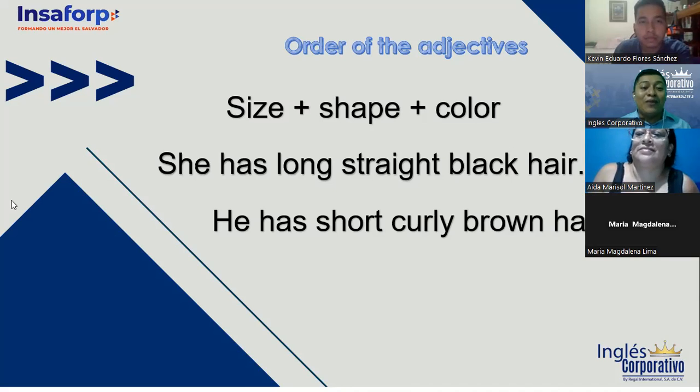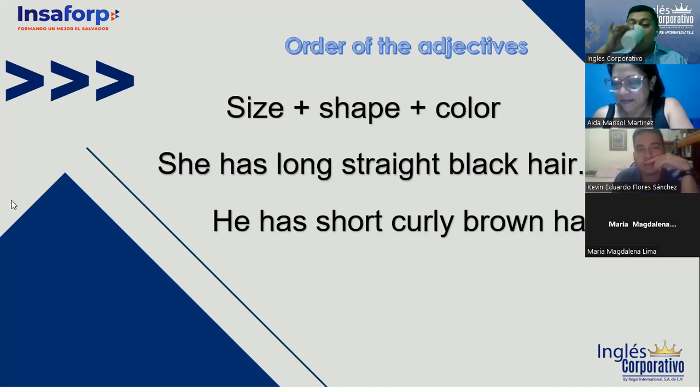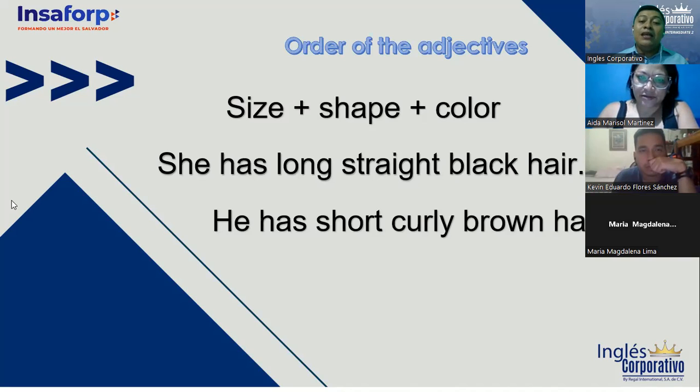Okay, Kevin, tell me, do you have a question? Yes, I have a question, teacher. What is the difference between long and straight? Long is largo. Straight is liso, the hair is smooth. But between long and straight, don't they almost always appear together? Not really. They are two different adjectives, right? So long is for size. Long es para el tamaño. And straight es la forma del cabello. So that's the difference. We are describing different things using these adjectives.